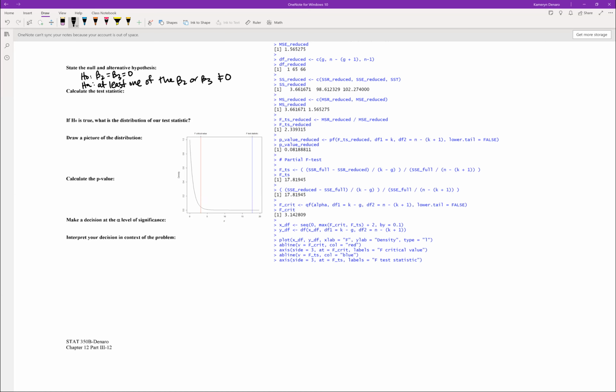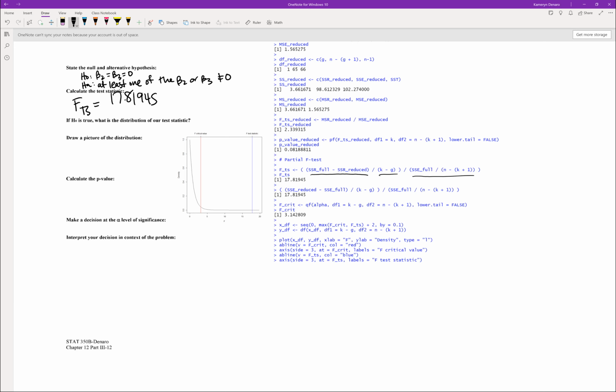So our test statistic in this case, right? We can take the sum of squares of regression of the full model minus the sum of squares of regression of the reduced model, divide by K minus G, and then divide all of that by the sum of squares error of the full model over N minus K plus 1. So overall, our test statistic is equal to 17.81945. Now, we gave you a few different formulas for the test statistics, so you can apply either formula, you get the same exact thing, so we're happy about that.